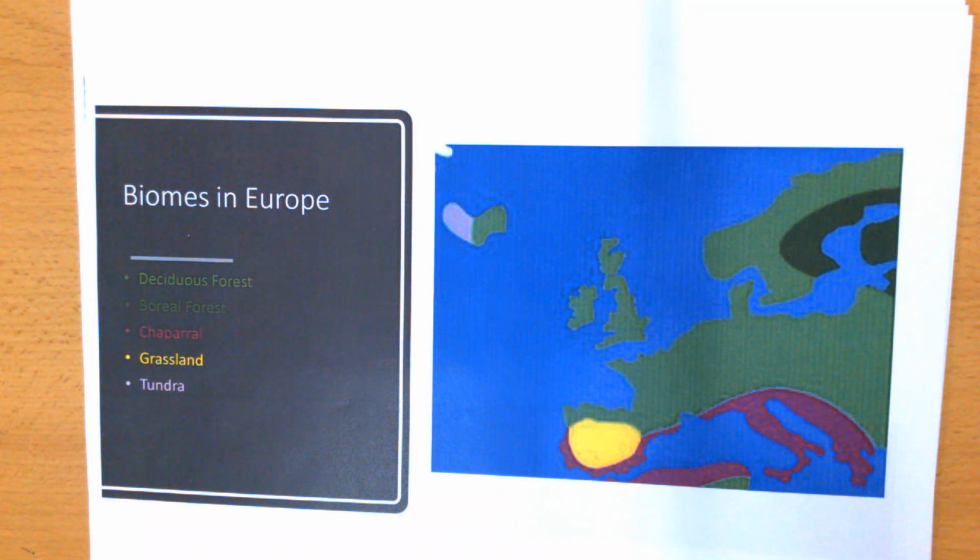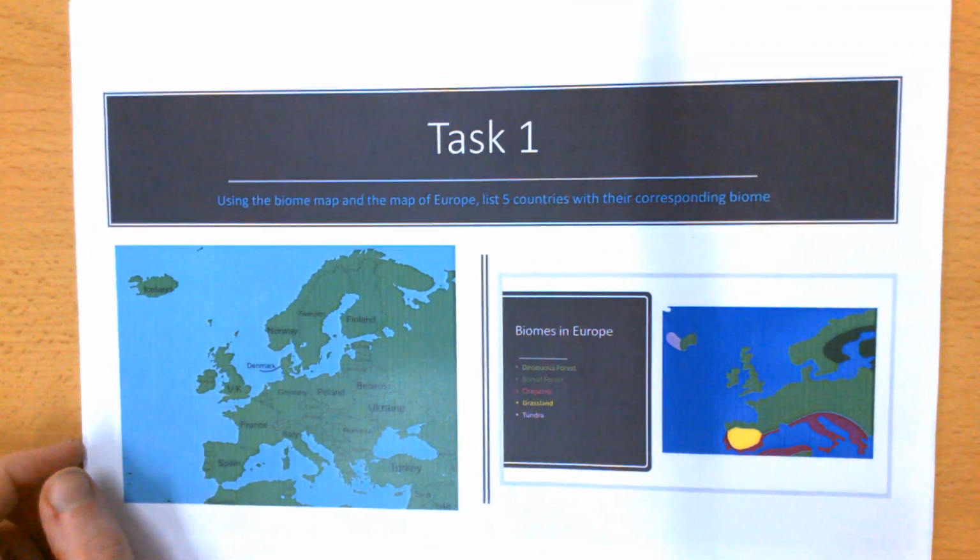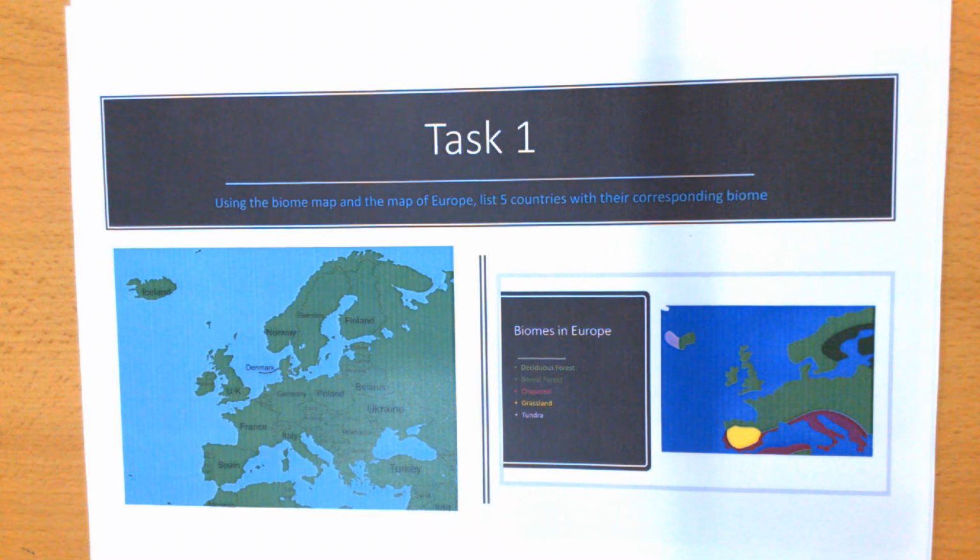Okay, so they're the 5 different biomes and how they apply to countries of Europe. So our first task today is which countries have which biome. I've also attached a map of Europe with the countries labeled so you can have a look at those. And I've also had the biomes map here, which is color coded for each biome. So your task is using the biome map and the map of Europe to list 5 countries with their corresponding biome. So that means you need to find 5 countries and tell me the biome that is situated in that country.